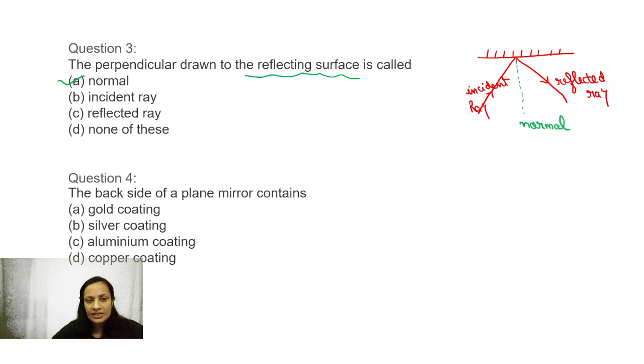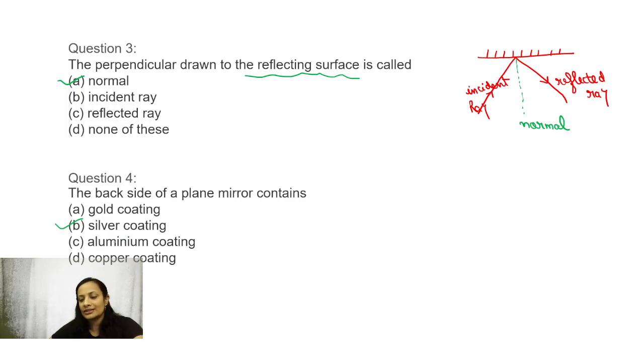Now in the fourth question they are saying the back side of a plane mirror contains. Here are four options: gold coating, silver coating, aluminium coating, or copper coating. You need to remember the answer will be silver coating. The back side of a plane mirror contains silver coating. So our option B is the correct one.